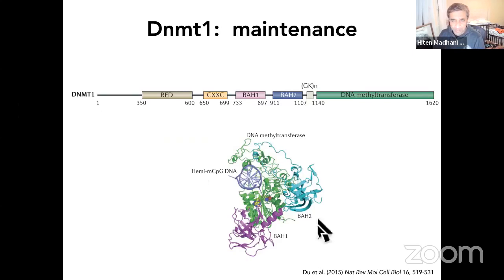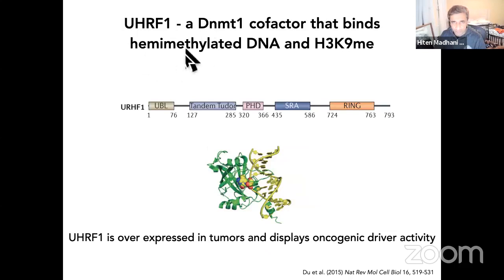It's this large protein. It's been crystallized and characterized. And again, it's a large, complicated protein that has a catalytic domain and a number of other domains. And even this enzyme is more complicated because DNMT1 works with a cofactor called UHRF1. And this cofactor has a number of protein domains, again, one of which recognizes hemimethylated DNA, and another, a tandem tudor domain that recognizes another histone modification called histone H3 lysine 9 methylation. And this protein is overexpressed in tumors and displays oncogenic driver activity.